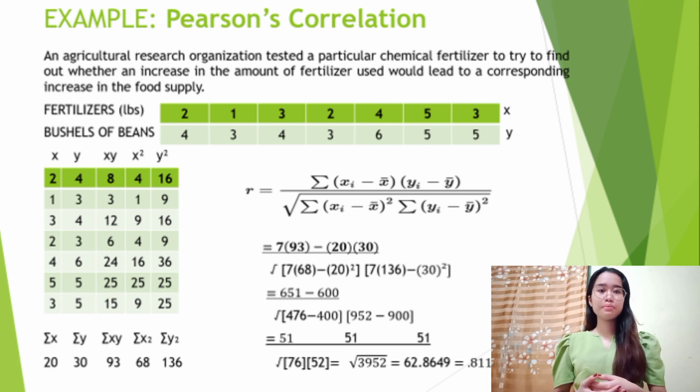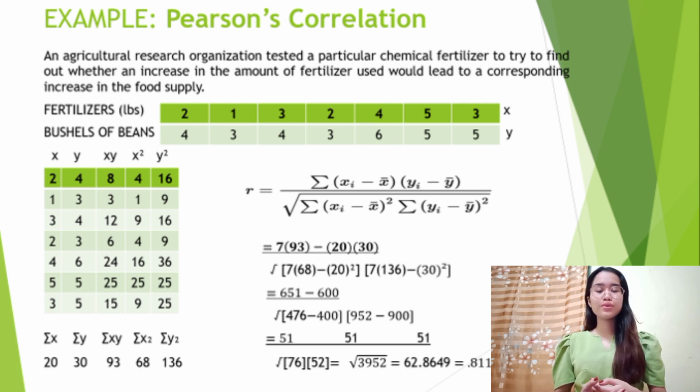Now let's multiply x times y. So 2 times 4 is 8, 1 times 3 is 3, 3 times 4 is 12, 2 times 3 is 6, 4 times 6 is 24, and 5 times 5 is 25, and 3 times 5 is 15. So we fill that column up.